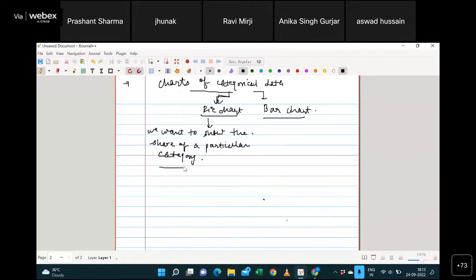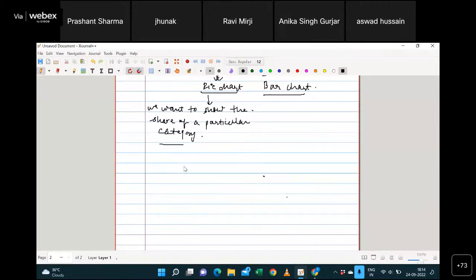So what is the meaning of share of something? It's all parts of a whole. Parts of a whole means, suppose I draw a pie chart, and this part is A%, this part is B%, this part is C%, this part is D%. So parts of a whole means A% plus B% plus C% plus D% should be 100%. So pie chart is used when we are interested in showing a share of a particular category rather than counting things. Is it clear to everyone?